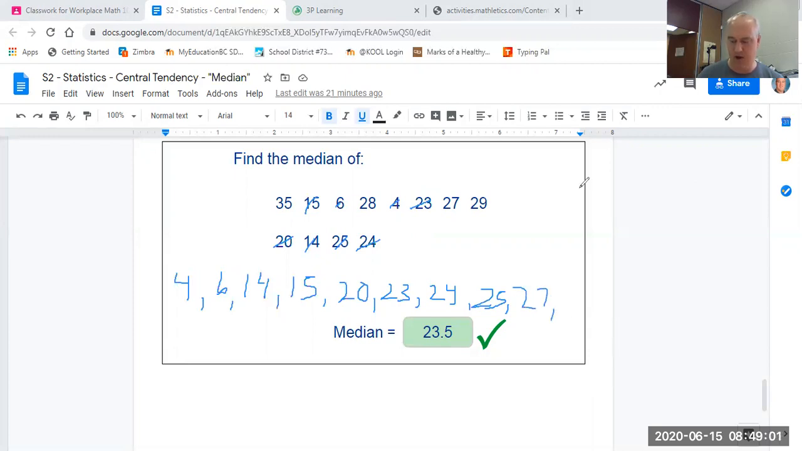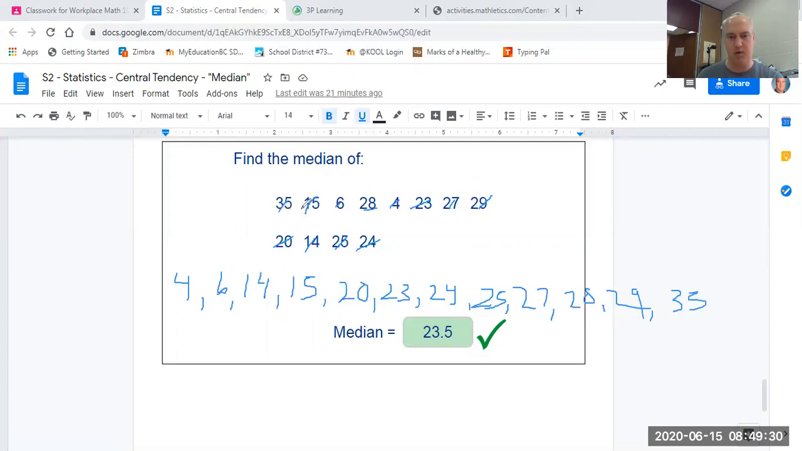And my writing is getting atrocious here. 28. 29. That was really not a very good 29. And my mouse is starting to act up here. And 35. So we should have all of the numbers crossed out, which we do.